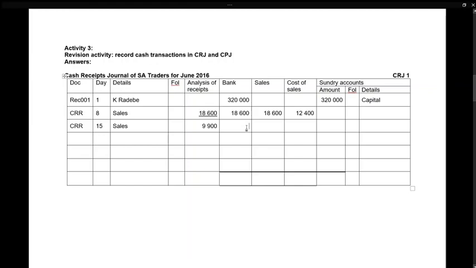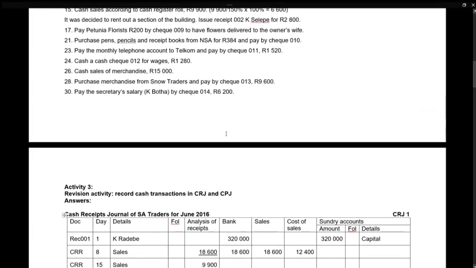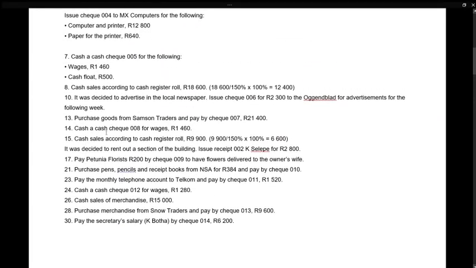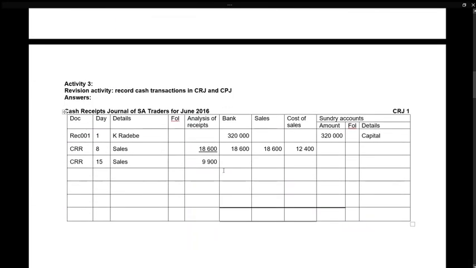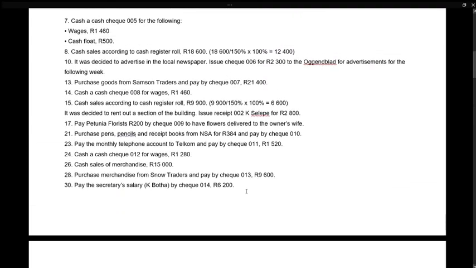Or not yet. If you go back here and look at the 15th, there are 2 transactions in one day. So we will take the money to the bank at the end of the day. Therefore, bank will stay empty for now. Sales is 9,900. Cost of sales, we calculated it to be 6,600. Done with that transaction. Let's have a look at the second transaction on the 15th.